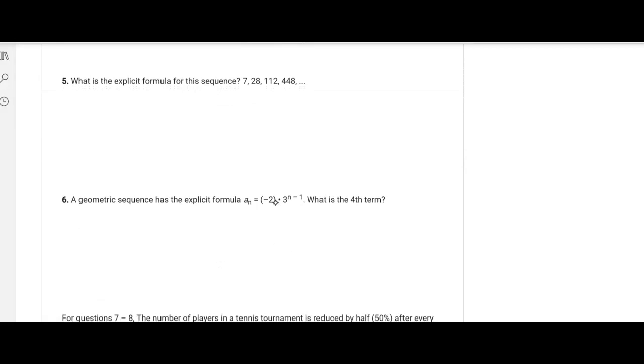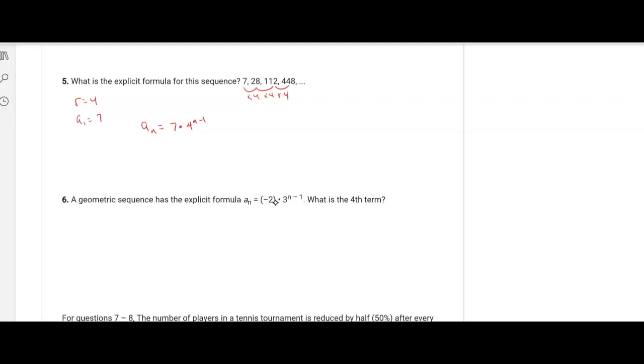So what is the recursive rule, or explicit rule? This is the one where I find the common ratio. I'm multiplying by 4 each time, so my common ratio is 4. My first term is 7. So we say a sub n is equal to my first term, 7, times my common ratio, 4, to the n minus 1.